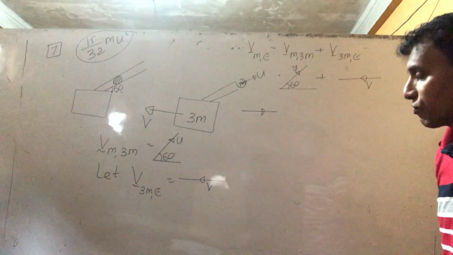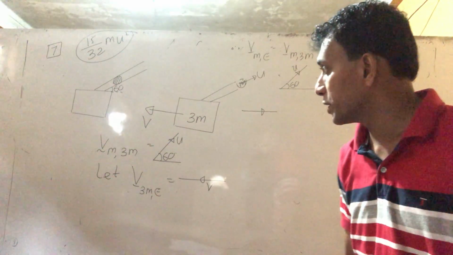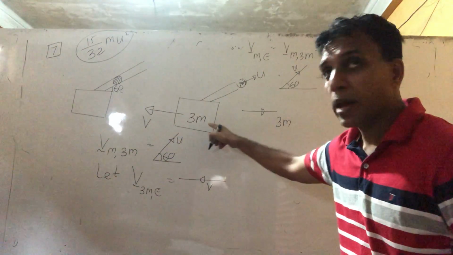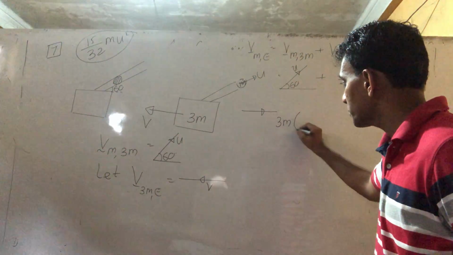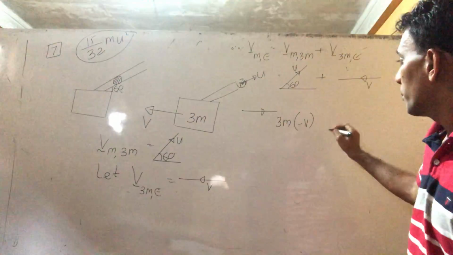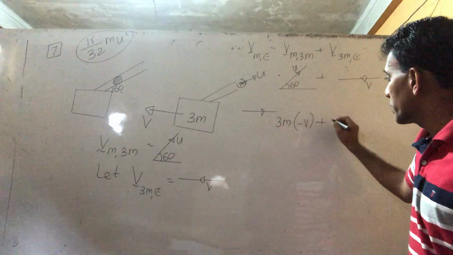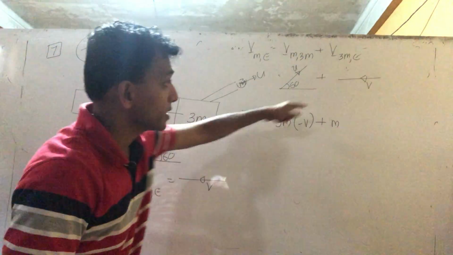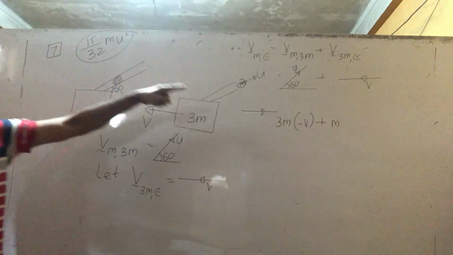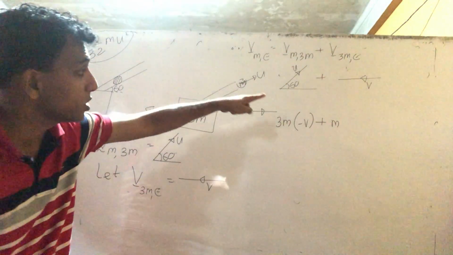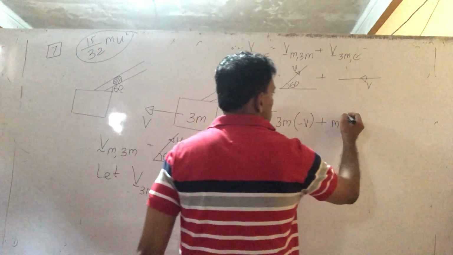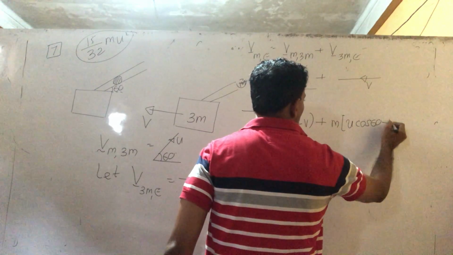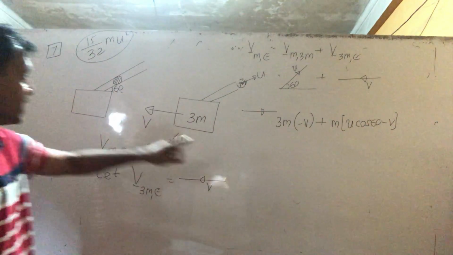I apply it in the horizontal direction: final momentum equals initial momentum. What is the final momentum? The gun has mass 3m, so 3m into v, on that side, minus v. Plus the final momentum of the bullet, small m into (u cos 60 minus v). Important: u cos 60 minus v is the bullet's velocity relative to the ground. So m into (u cos 60 minus v).